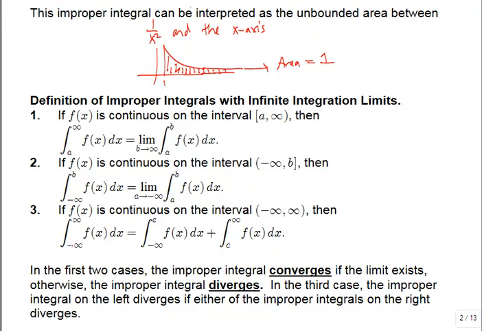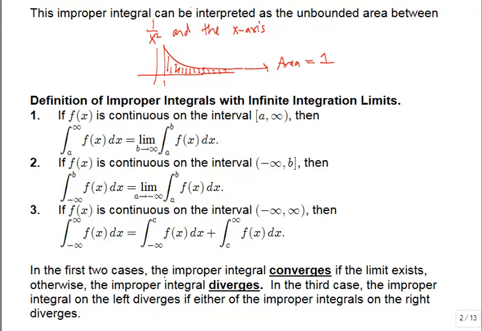Now, if both of your bounds are infinite, then what you're going to have to do is find a number, any number, doesn't matter what, that's in between minus infinity and infinity, and we're going to break this up into two different integrals. So I chose c, and I went from minus infinity to c plus the integral from c to infinity. And then for each of these, you would have to change these two limits. So this one would be the limit as a goes to minus infinity of the integral from a to c, and this would be the limit as b goes to infinity of the integral from c to b.